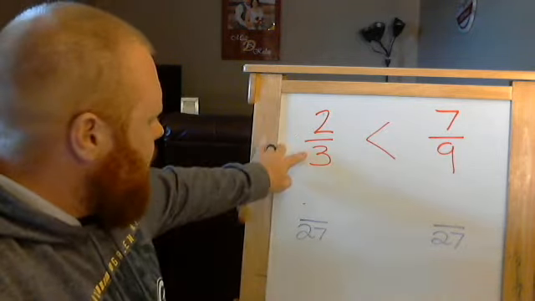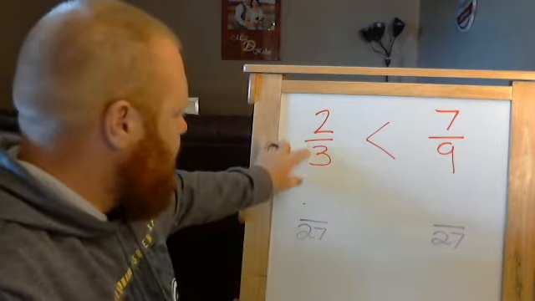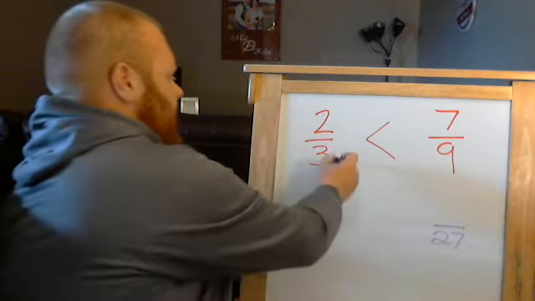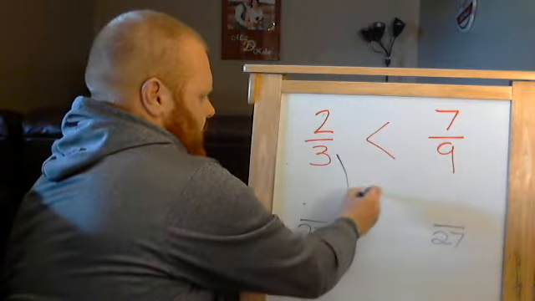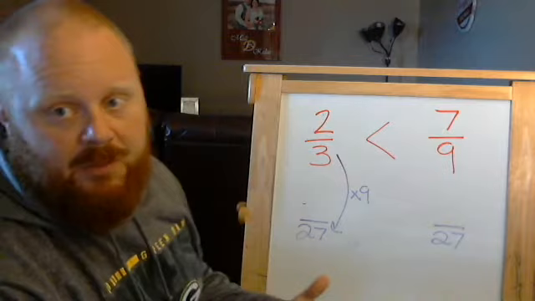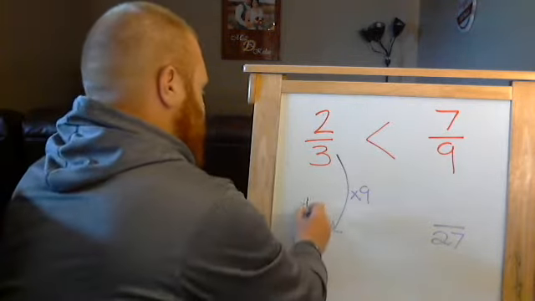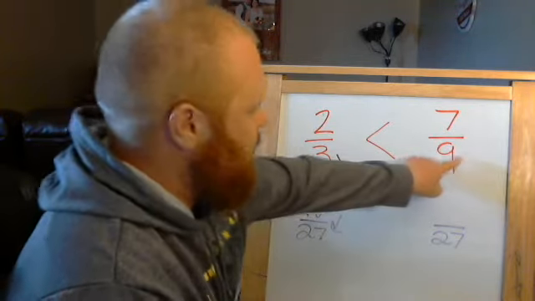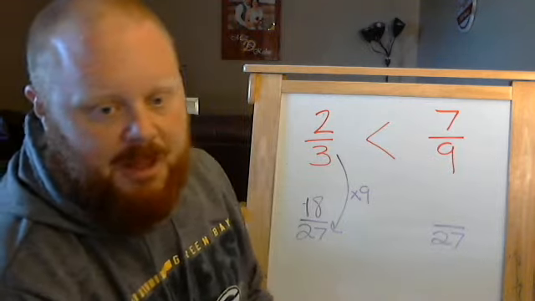Okay, so 3 times 9 is 27. So this 3 was multiplied by 9. That means this 2 will be multiplied by 9 to make my equivalent fraction. 2 times 9 is 18. Okay, now we'll move over here. This 9 was multiplied by 3.